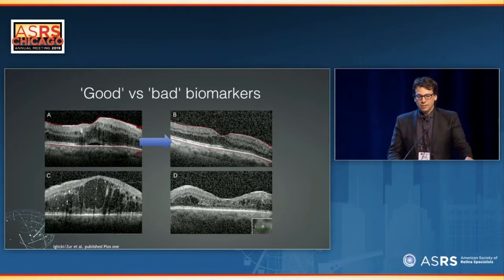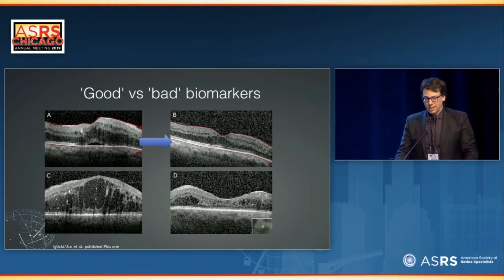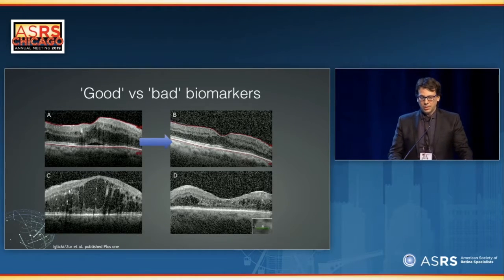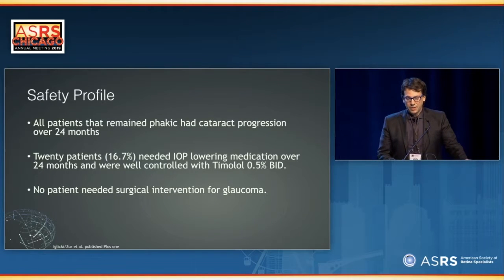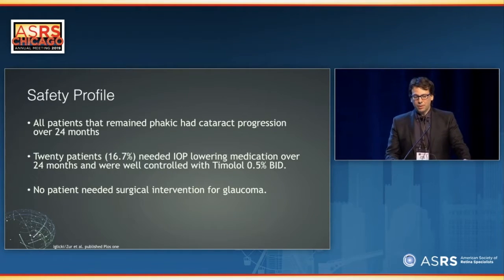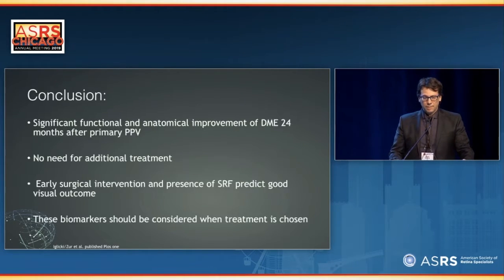So we came out with this chart, good and bad biomarker for vitrectomy. A good biomarker is a patient that has subretinal fluid on the OCT, and a bad biomarker is a patient that has chronic, though naive, DME. But let's face the safety profile. We didn't have any problem, only 17.7% had increased intraocular pressure, but it was very well tolerated. Of course, as with every vitrectomy, cataract progresses.